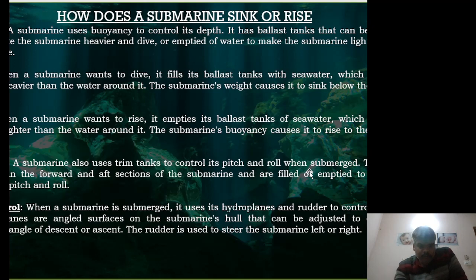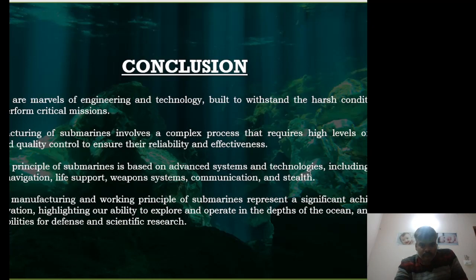Depth control. When a submarine is submerged, it uses its hydroplanes and rudder to control its depth. The hydroplanes are angled surfaces on the submarine hull that can be adjusted to control the submarine's angle of descent or ascent. The rudder is used to steer the submarine left or right. So as in automobiles, we use the steering mechanism and the dashboard. That's the same in a submarine.